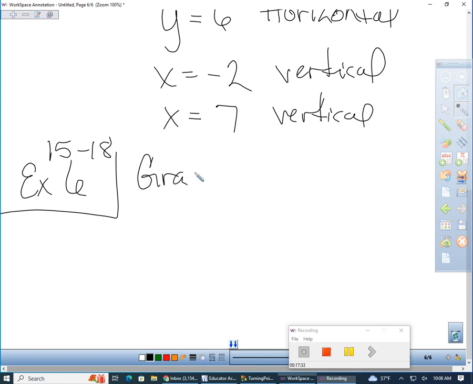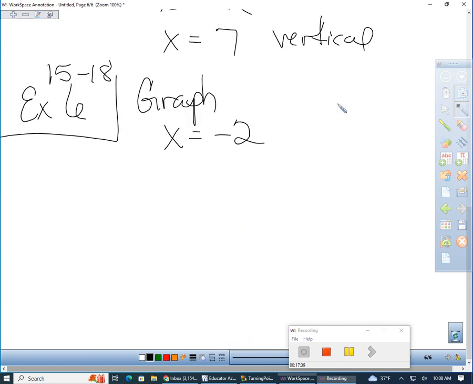Graph x equals -2. So we're going to draw ourselves, and I actually have a graph on your paper for you. Draw myself a coordinate plane here. I'm going to go to where x equals -2, which is right here. And this only crosses through the x-axis. So it's a vertical line right there, and that's it.